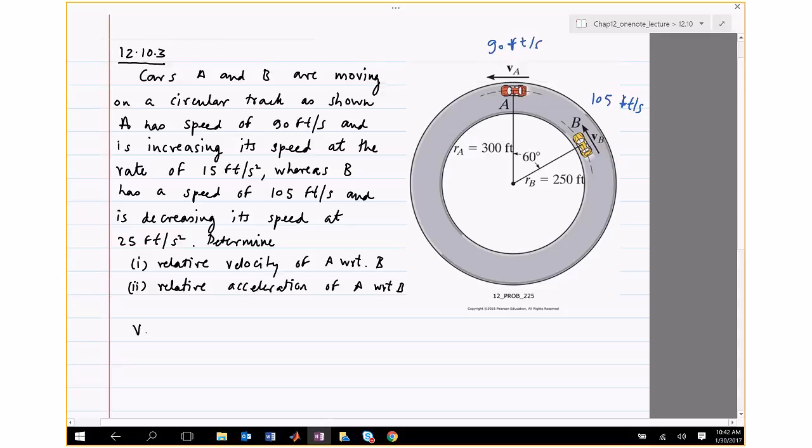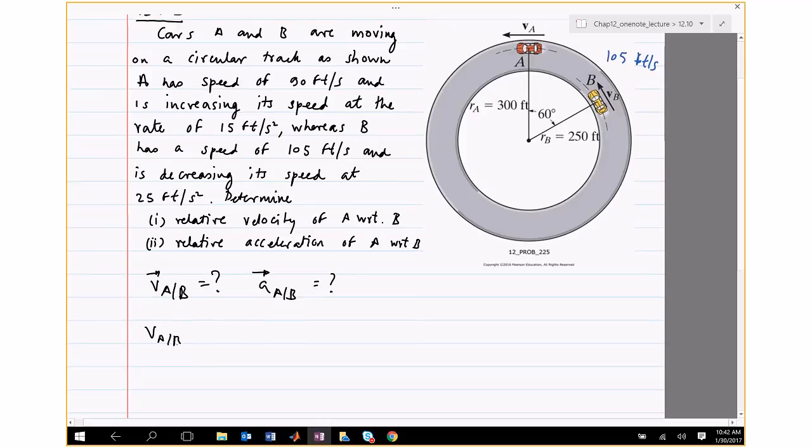So VA with respect to B is asked, and acceleration of A with respect to B is also asked. It's clear that to solve for those, VA with respect to B is simply VA minus VB, and AA with respect to B is AA minus AB. So it just boils down to finding acceleration of A and B, and similarly velocity of A and B.